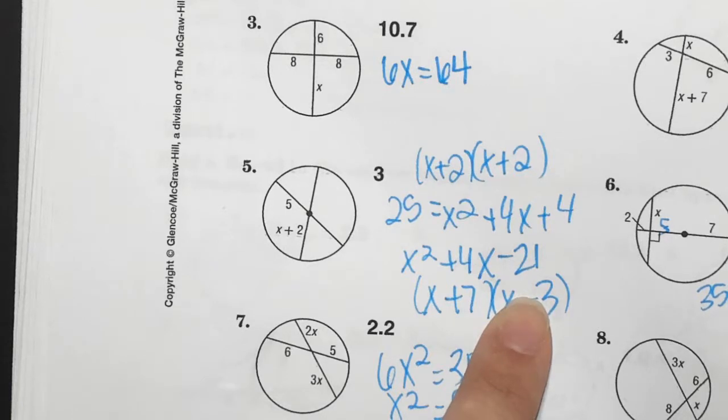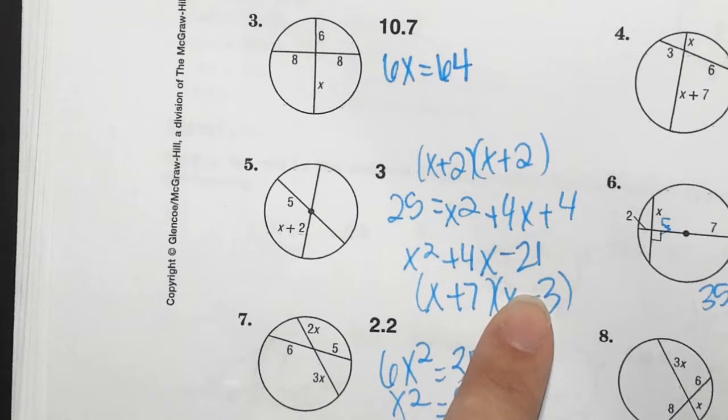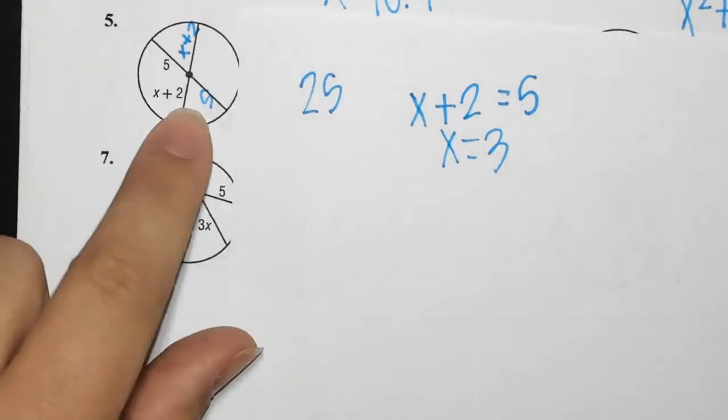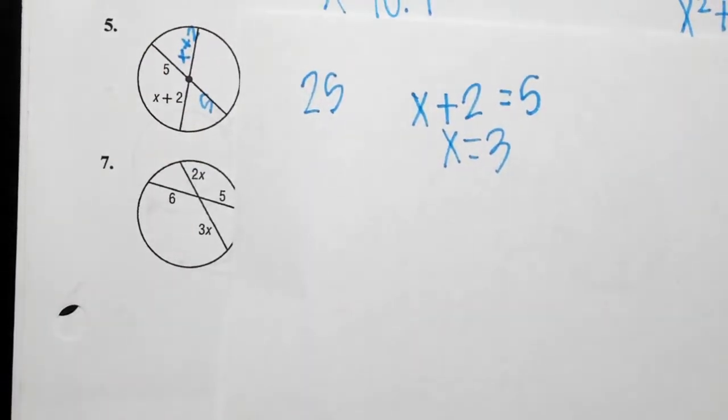That's the long way. I would do it Emma's way. That's only if it's in the center. That's only if the vertex is in the center.